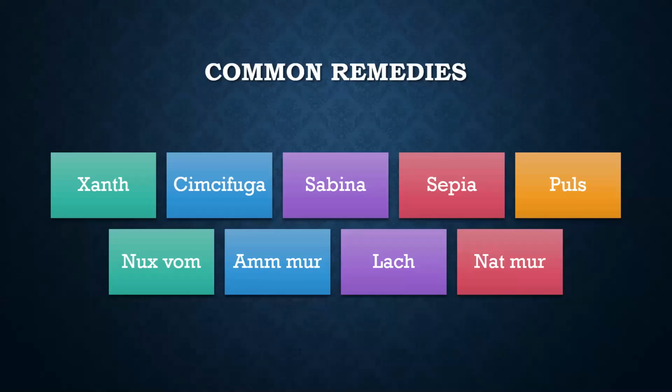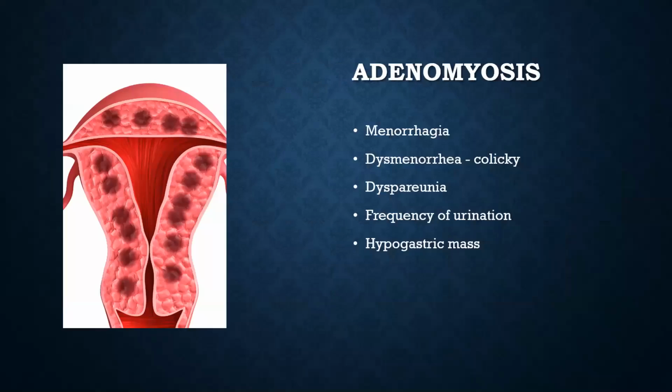As there were already a lot of remedies which Dr. Geeta had already discussed, I'm not going into it. Next one is adenomyosis. Now, even adenomyosis has been discussed, but I'll just brush it up. That is, menorrhagia is there. We have dysmenorrhea colicky in nature, dyspareunia, frequency of urination, hypogastric mass.